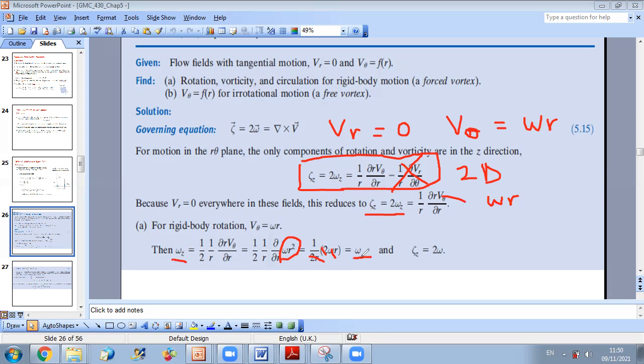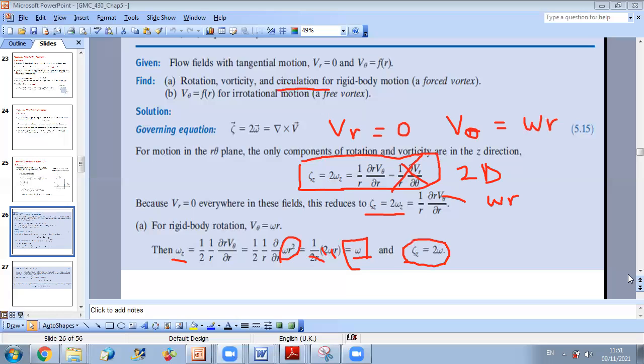Okay. And this is, of course, expected because if you have a rigid body motion, this means that you have an angular velocity for the rigid body that is perpendicular to the plane of motion because you have a 2D case. So omega_z is equal to omega. Okay. So now we can say that the vorticity in this case is equal to 2 times omega, which is the angular velocity of the rigid body. Now, we should also define circulation for this body.